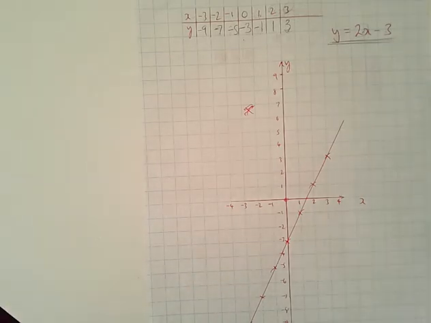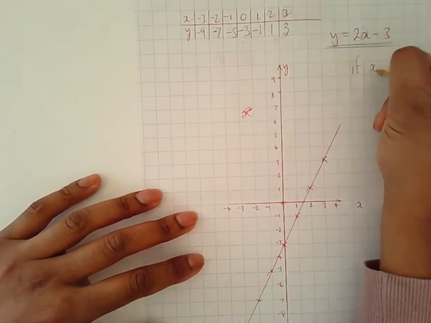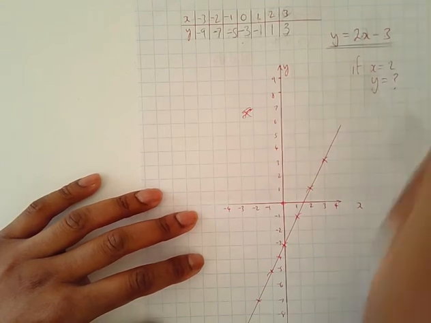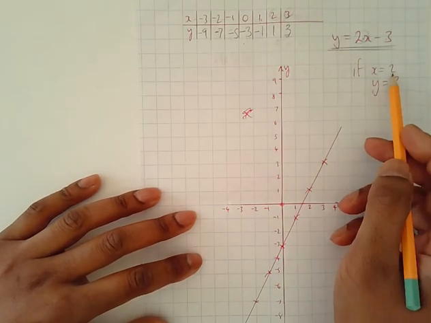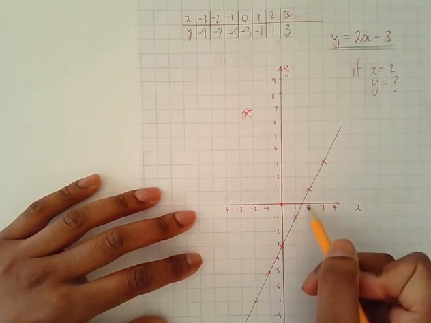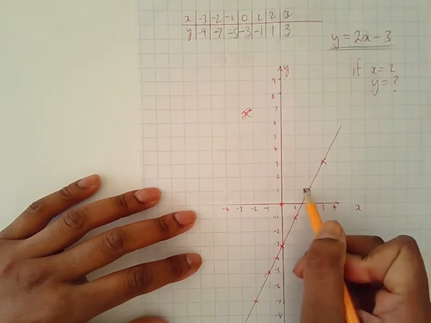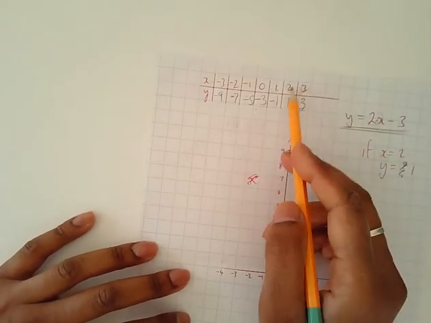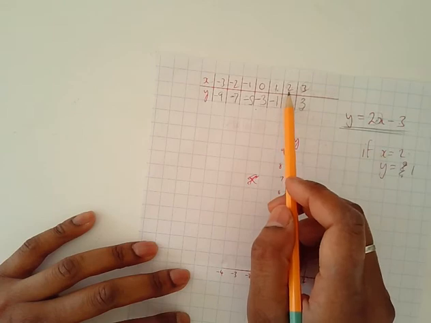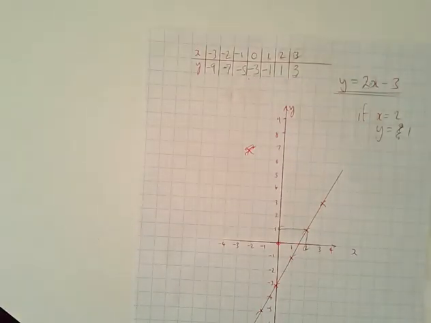Now I could use this graph to work out other values. So for example, if x is equal to 2 and I want to know what the value of y is, I would find x equals 2 on the x-axis here. Keep going until you hit the graph and then turn left. So when x is 2, y is 1. Oh, but we knew that already, didn't we? We had those values in the table. Let's try and find something that's not in the table.